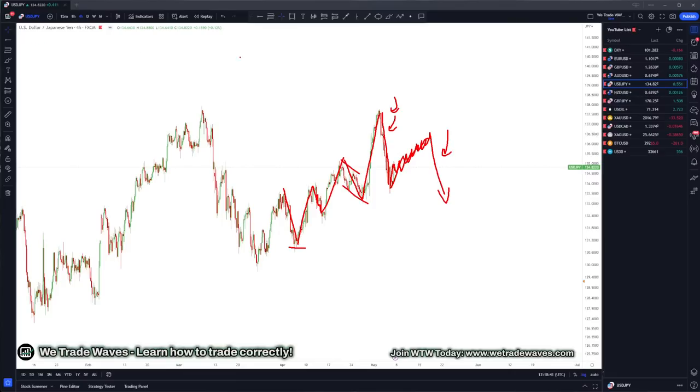Personally, I'm expecting Aussie to correct for another drop. If you are in the sell, you manage your trades. If you are not in the sell, wait for market to correct before you sell, okay? Because if you jump in from here, you'll be wasting your time and you'll be wasting your money, okay? Correcting, one push up, correcting, one push up, and then you look for sell setups. This corrective structure usually takes time.